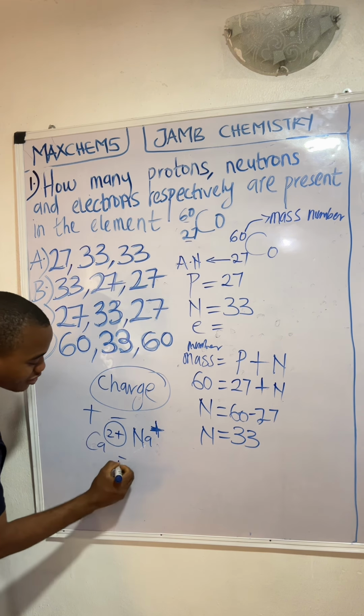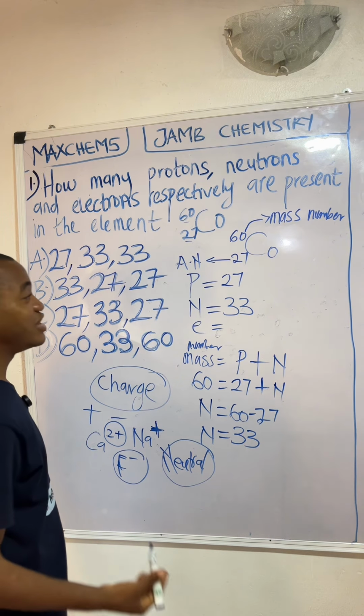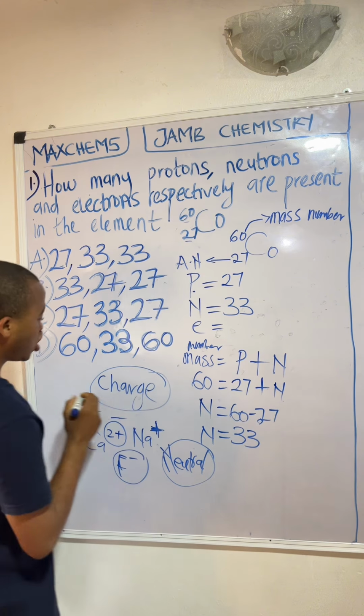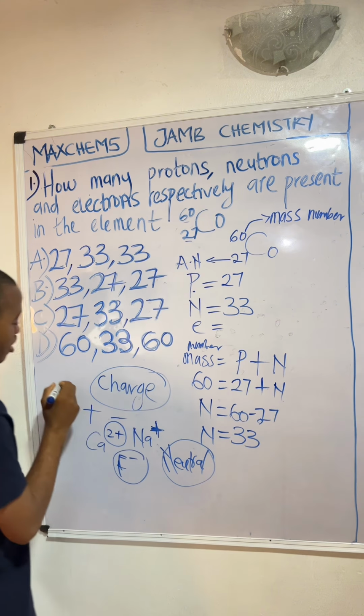But this particular element is a neutral element. When I say an element is neutral, that means that it does not have any charge. It does not have plus or minus. If you check this, it does not have plus or minus, so that means it is neutral. And in a neutral element, the number of protons is always equal to the number of electrons. Do you get? So since this is a neutral element, the number of protons will be equal to the number of electrons. So electrons will be 27.